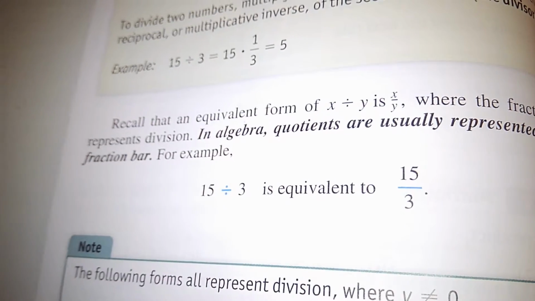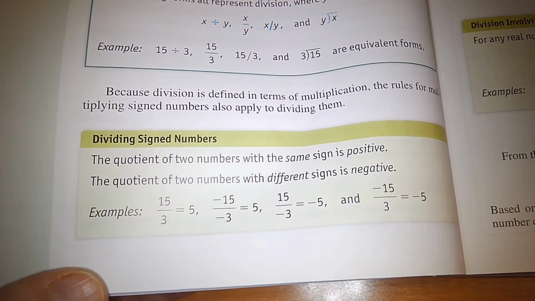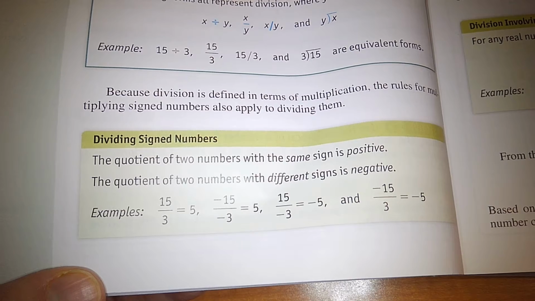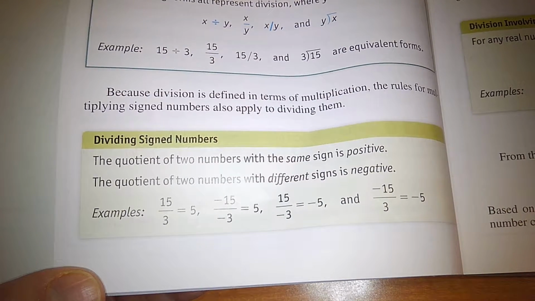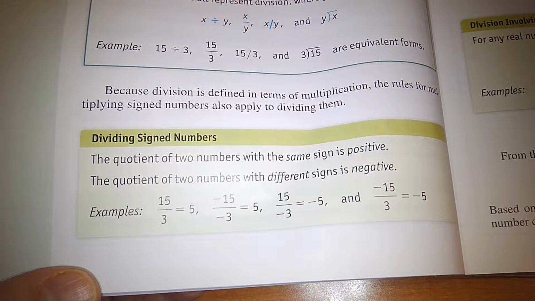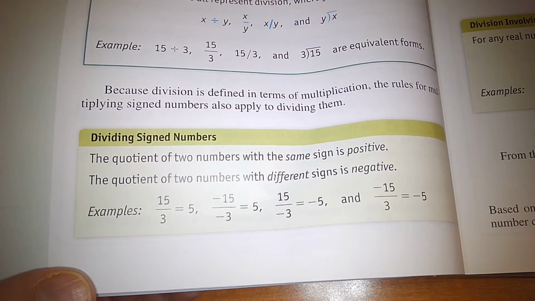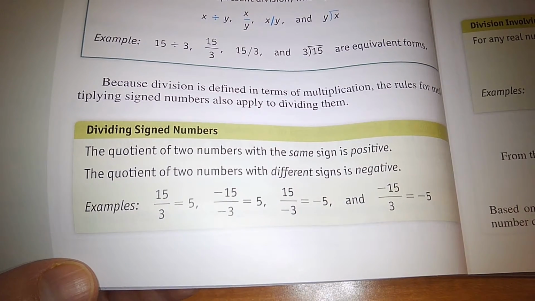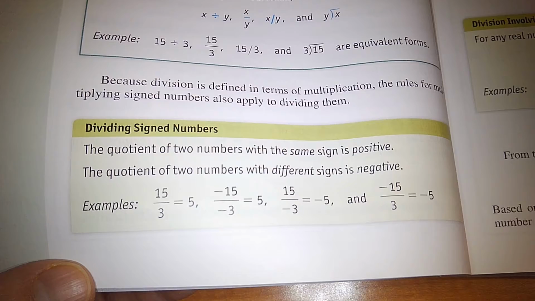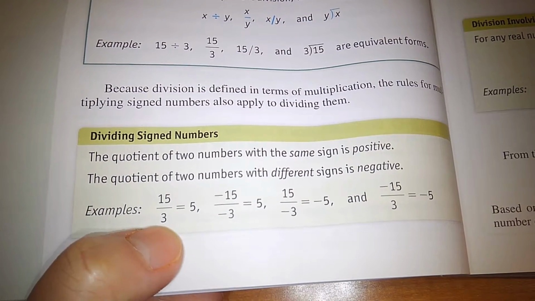Okay, so how about the signs involving division? Signs involving division. I'm going to ask another volunteer to read this green box. Who wants to read? Whose turn? What's your name again? Daniel, yeah, okay. The quotient of two numbers with the same sign is positive. The quotient of two numbers with different signs is negative.